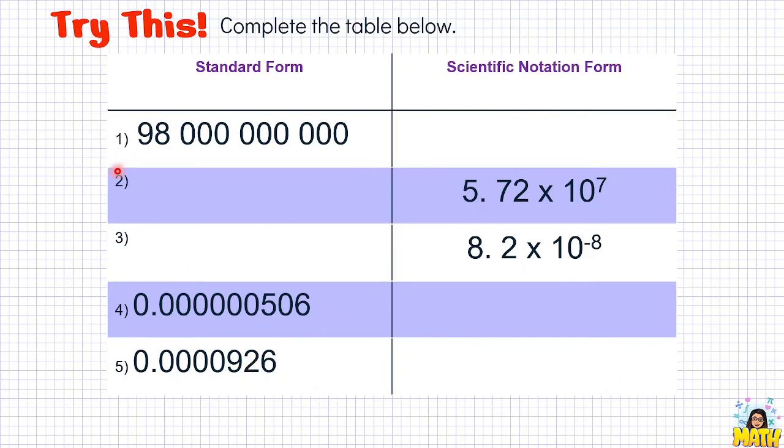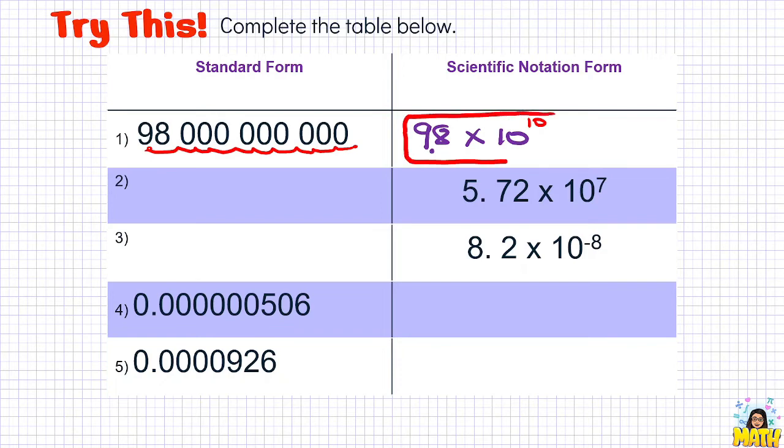Alright, let us answer. Number 1, 98 billion. To write it in scientific notation form, we get the significant figure 98, write the decimal point after the first digit, times 10. Since we move it to the left and our number is large, that means our exponent is positive. Therefore, this one is 9.8 times 10 to the 10th power.